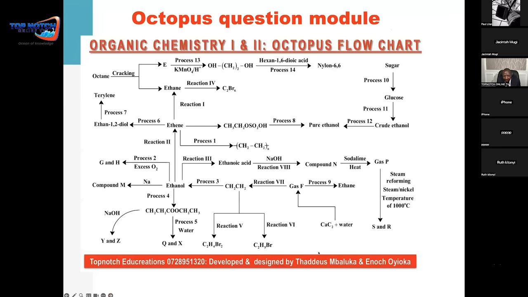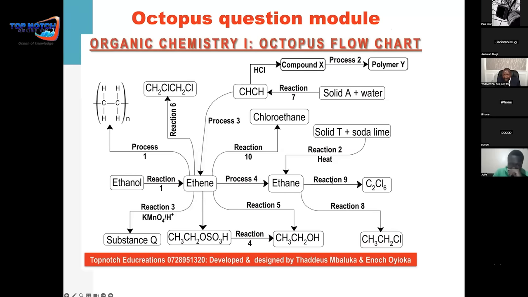I just want to remind you of this one thing, which is very common. For example, you have this question: here we have ethane reacting with this one to form this. Reaction 9, what do you call that kind of reaction, students? Substitution reaction. Using excess chlorine. Reaction 8 is just using 1 mole of chlorine gas. Are we together?